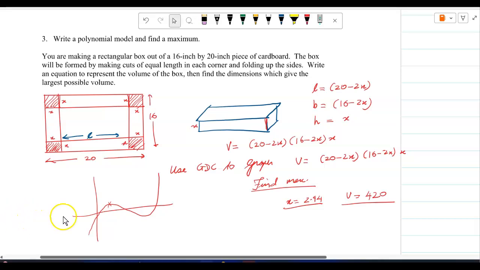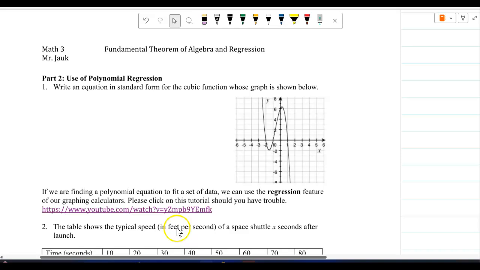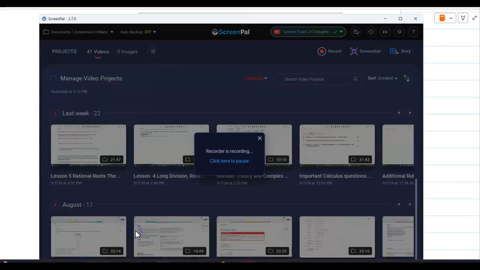Right. So we'll stop here and we'll continue this next time, the regression. Online on Saturday.